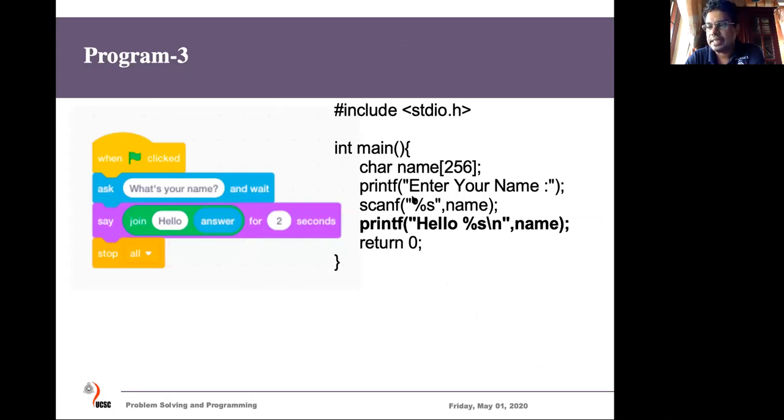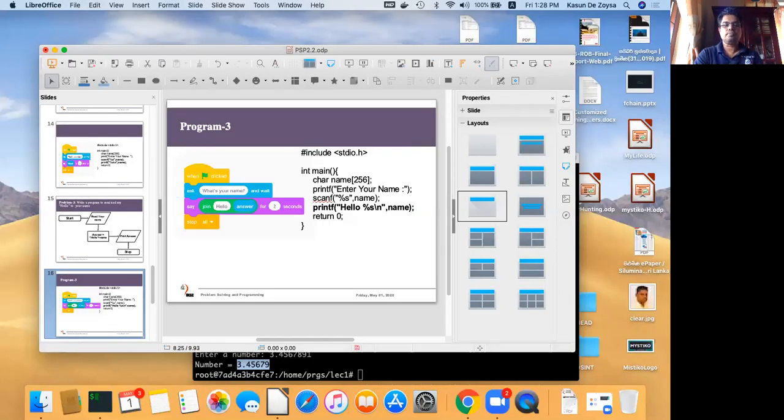Then we need to concatenate. To concatenate, we can directly use the printf function with the formatter string. In the printf, we say hello and a space and put the %s and name. After we do so, similar to printing integers, the system will print hello and a space first, and this %s will be replaced by the value of this array, that is our name. So it will print hello and our name on the terminal. Let's see how it works.